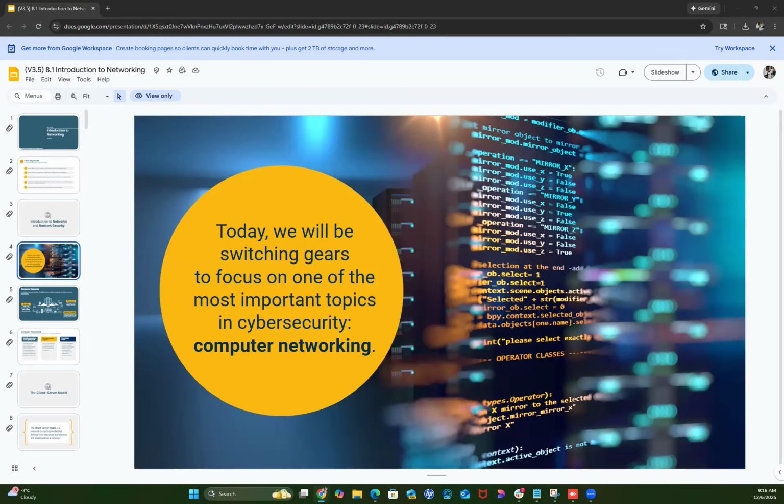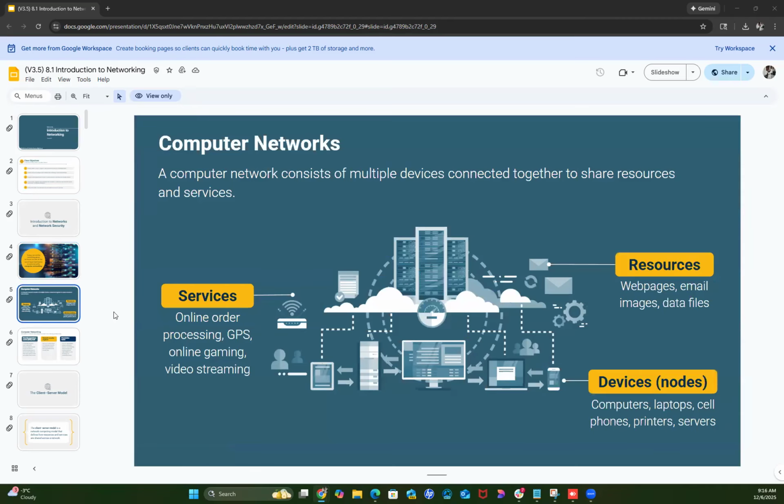We switch gears and focus on one of the most important topics in cybersecurity, computer networking. While it's pretty simple to pull up a web page in your browser and send an email to your friends, a lot of complex technologies and systems go into making this magic happen.